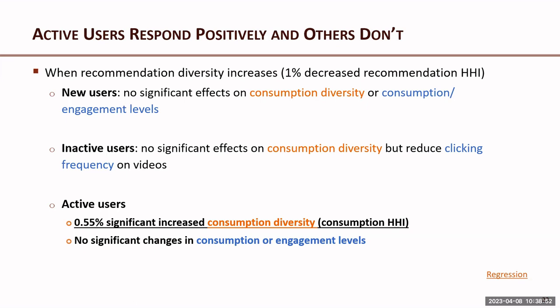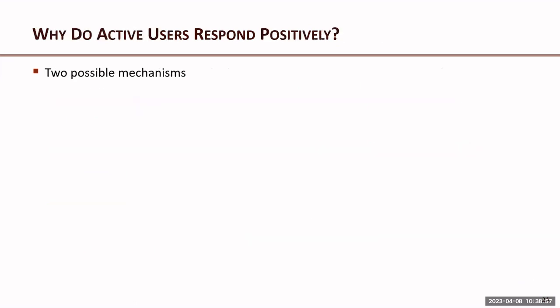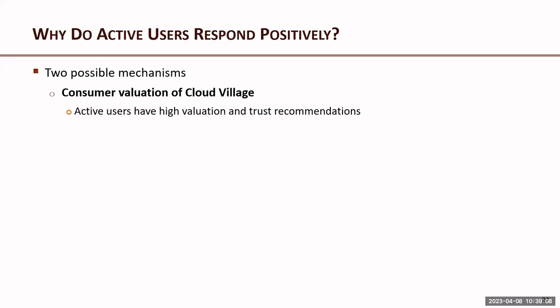And let me quickly explain why these active users respond positively. For the interest of time, I will skip the detailed analysis and only explain the high-level intuition. The first mechanism is about consumer valuation of the platform. Suppose users have high valuation, then they will trust recommendations more and be more tolerant to more diversified recommendations. Therefore, they can respond more positively.